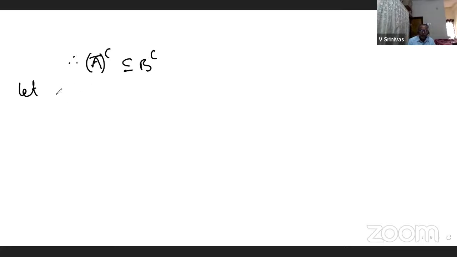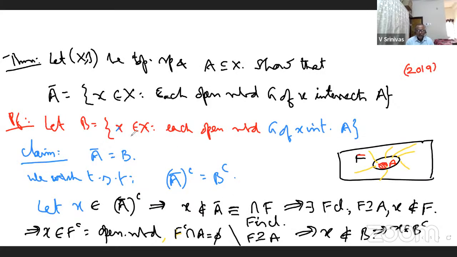So let X belong to B complement. What does this mean? This means X is not in B. X is not in B means X does not satisfy this criterion: there exists an open neighborhood G of X which does not intersect A. Okay, while what is the negation of this? Replace each "there exists" by "there exists", and put not here: there exists an open neighborhood G of X which does not intersect A.